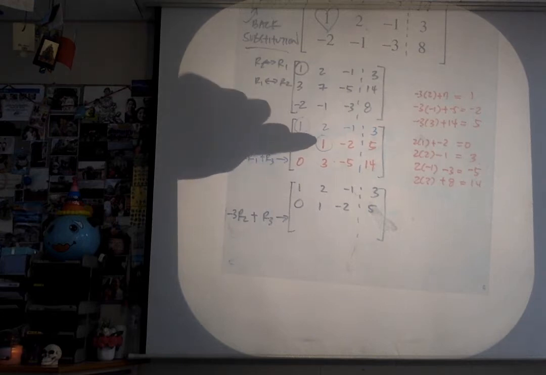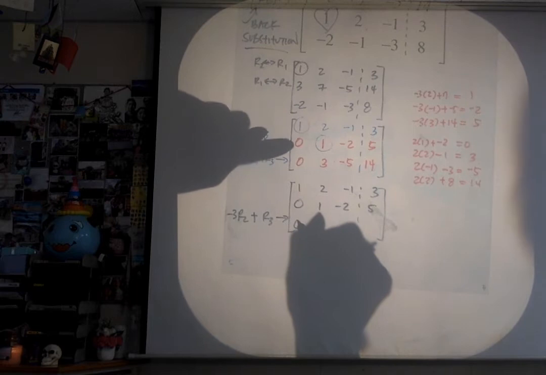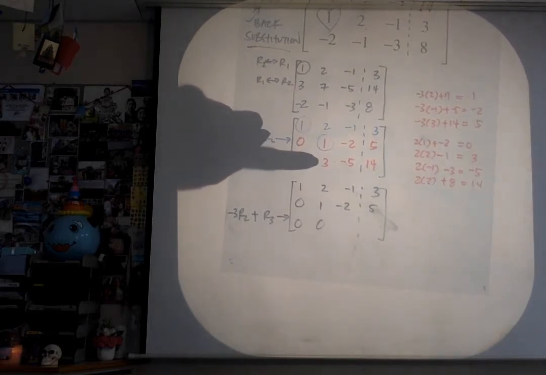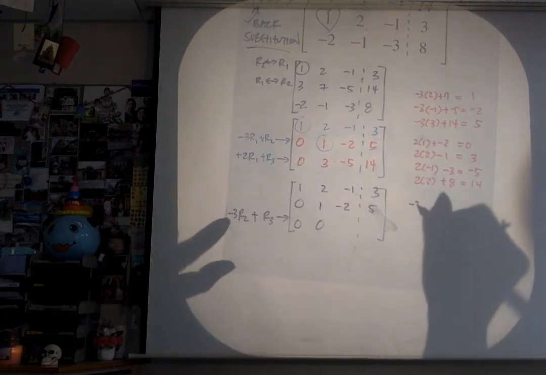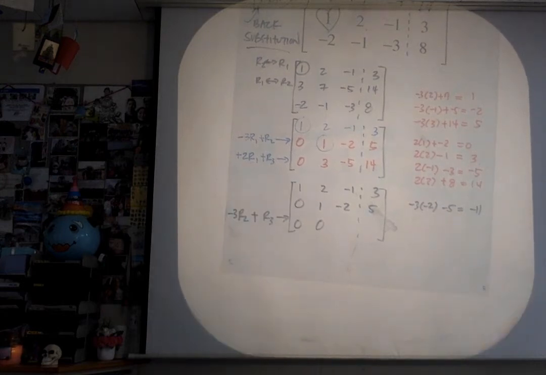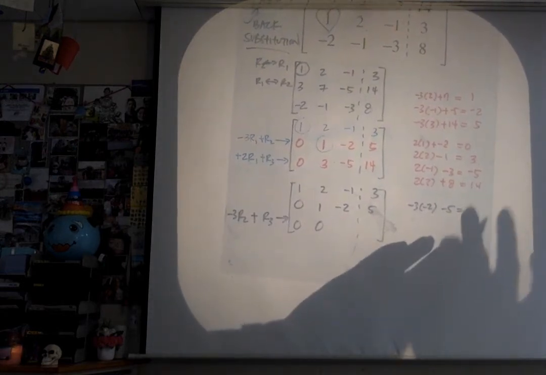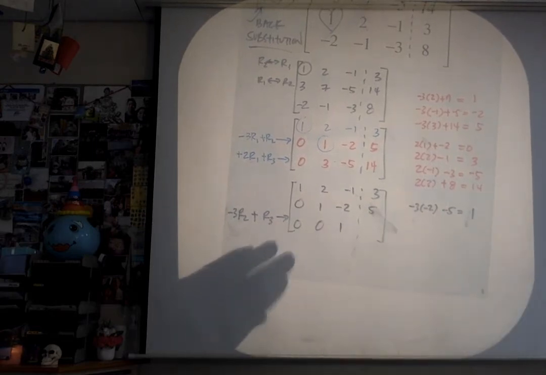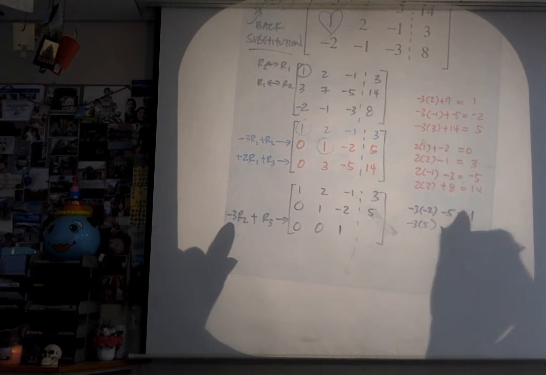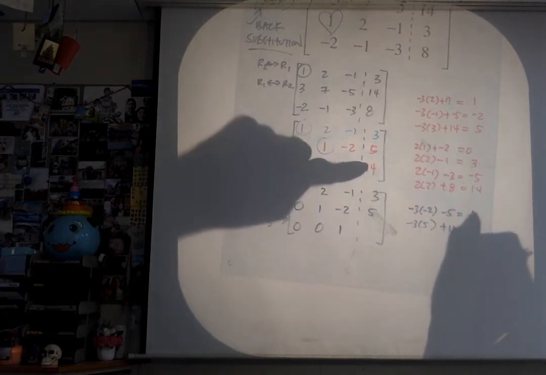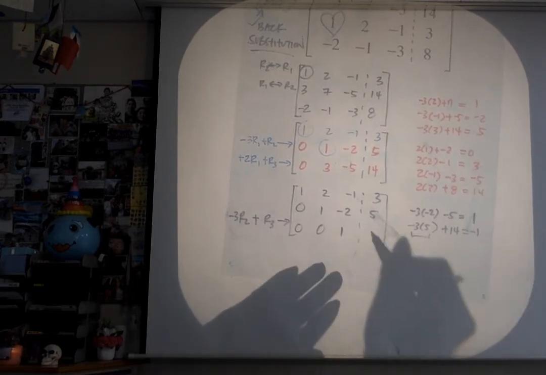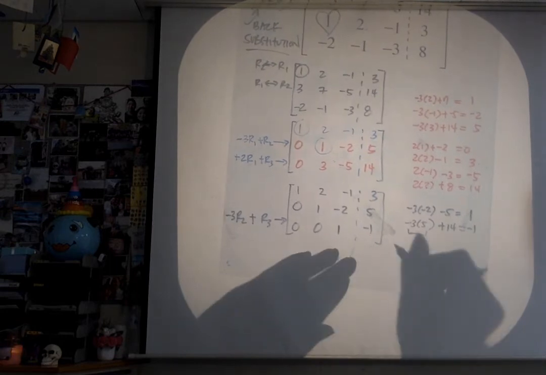-3 times 1 is -3. This one just 0, because you just multiply by 0. -3 plus 3 is 0. Okay? -3 times -2 minus 5 is going to give you -11. Oh, sorry, did I screw up there? Yeah, +1, because 6 minus 5 is 1. Okay? -3 times 5 plus 14, which is going to give you -15, plus 14, so that's -1. Okay, we're going to stop here.